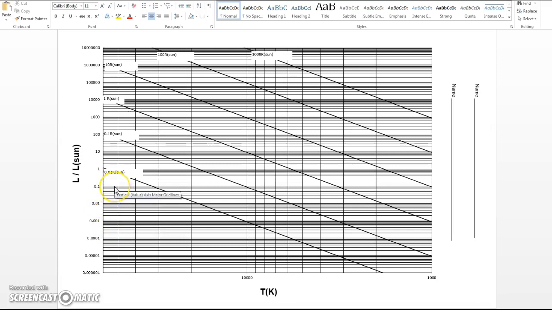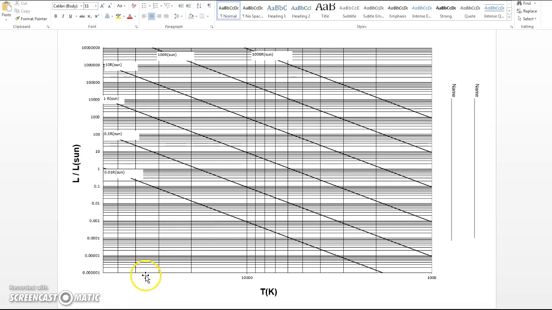Here's 0.1 solar luminosities, 1/10 of a solar luminosity. Here's 0.2. I'll move over a little to get away from that label there. 0.3, 0.4, 0.5, and then we go 0.6, 0.7, 0.8, 0.9, and then we get to 1 solar luminosity. 0.01, 0.02, 0.03, 0.001, 0.002, 0.003, all the way down here.